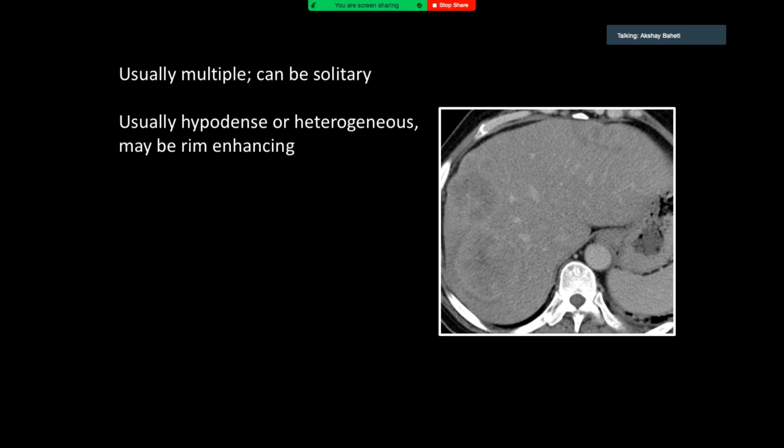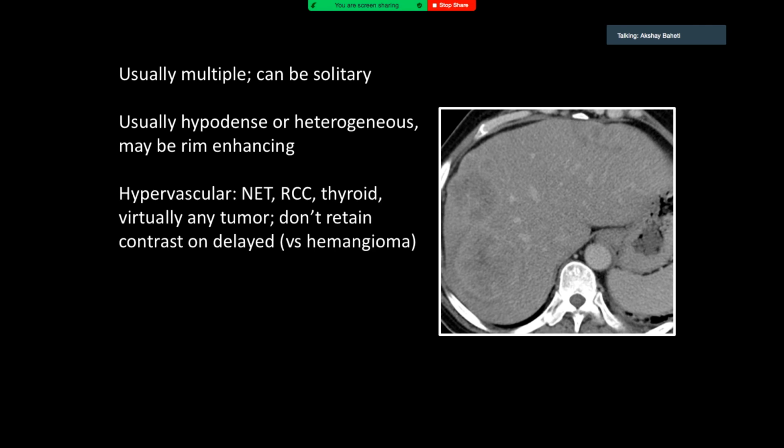They can have a variable appearance, right? So it's very difficult for us to really characterize Mets apart from certain things. If they're hypervascular Mets, then you have some list of differentials, right? Neuroendocrine tumors, RCC, thyroid are usually hypervascular, but others can also be hypervascular. So it's not a 100% given. The important thing is they don't retain contrast on delayed, right? Even a neuroendocrine tumor will not retain contrast on delay like a hemangioma. So that way you can differentiate a hypervascular Met from a hemangioma.